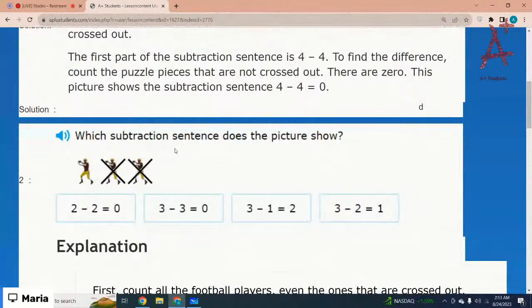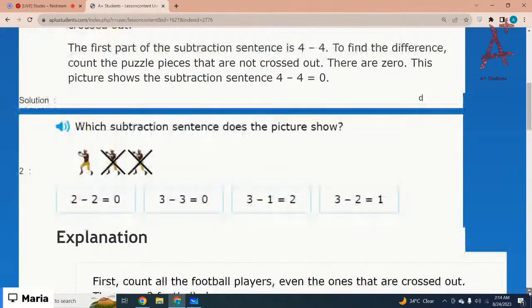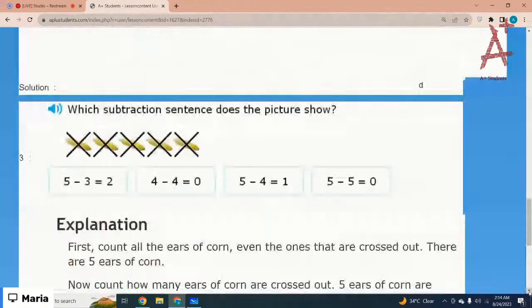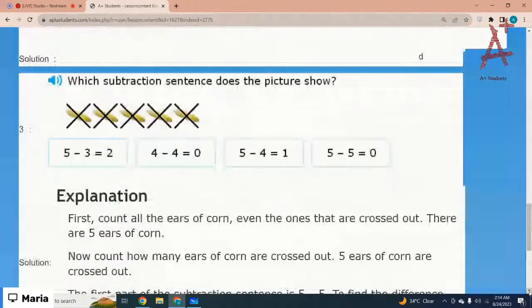Let's count the total players. You have one, two, three players. Then you have to count the crossed. Two of them are crossed. That means it is three take away two. And you have to count the one you are left with. You are left with only one that is not crossed. So three take away two equals one. This one is the correct option. Which subtraction sentence does the picture show? Which is the correct option?